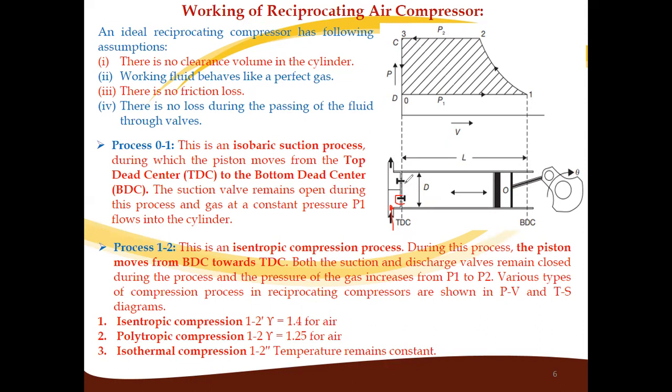An ideal reciprocating compressor has some assumptions. The first assumption is that there is no clearance volume in the cylinder, but in an actual compressor there is a clearance volume. This clearance volume is required for the valves, the suction valve as well as the delivery valve. But it is an ideal reciprocating compressor, so there is no clearance volume. Then the working fluid behaves like a perfect gas. This is the second assumption.